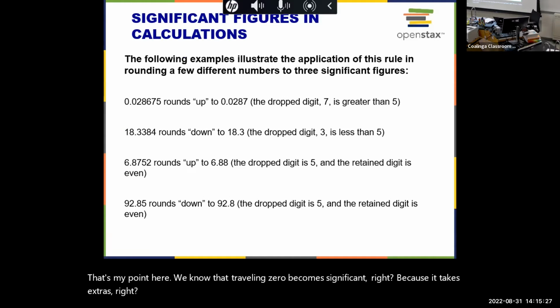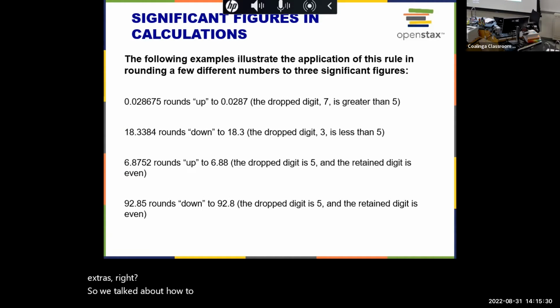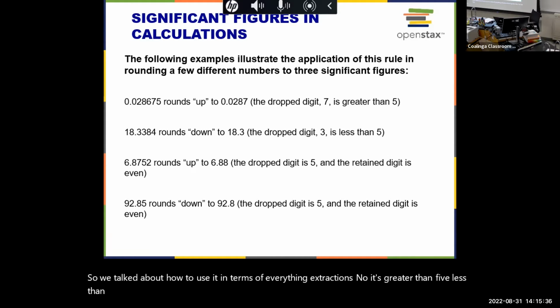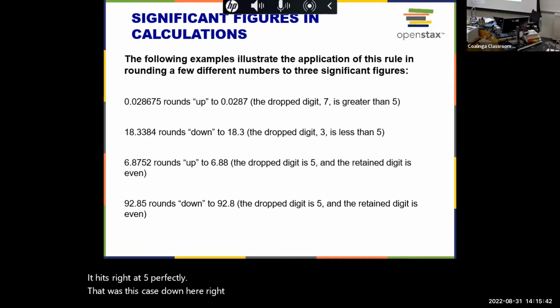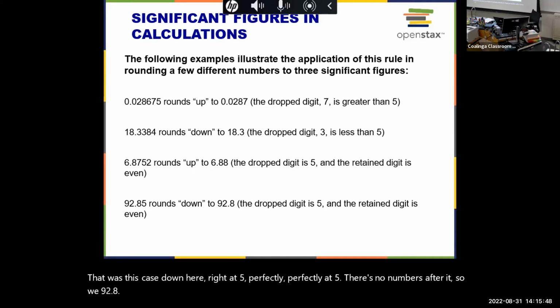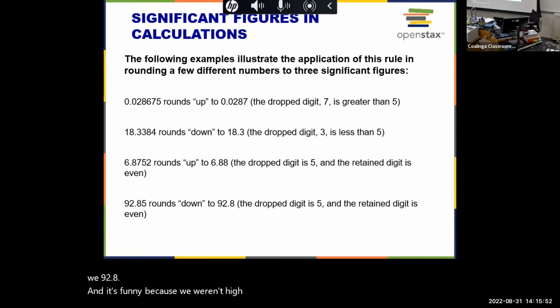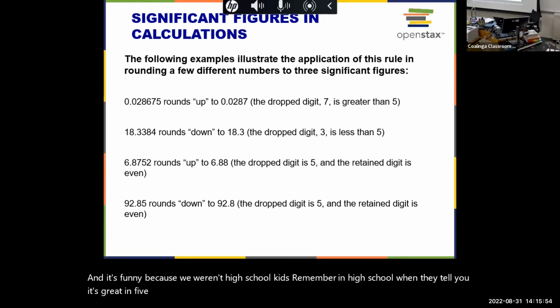So we talked about how to use it for rounding. If it's greater than 5, if it's less than 5. If it's right at 5 perfectly, that was this case down here, right at 5 perfectly. Perfectly at 5, there are no numbers after it, so we get 92.8. And it's funny because in high school, you guys remember when they told you it's great if you round up, right? That's the rule. Well, you know, that really isn't the rule.